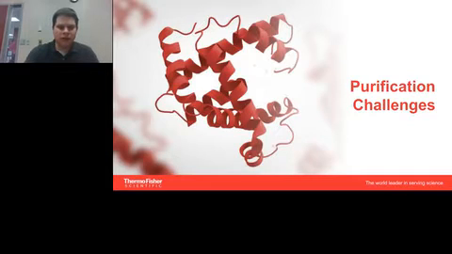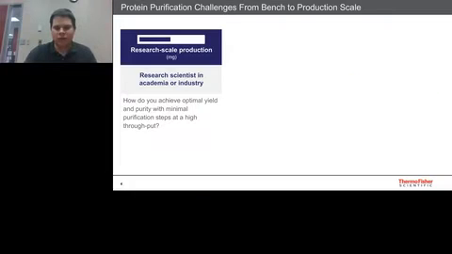Here are some of the unique purification challenges researchers might encounter on a daily basis that can hamper productivity. Researchers working in academia or industry doing small-scale purification at the milligram level may be screening different conditions for optimal purification of their protein or proteins of interest. They face the challenge of achieving optimal yield and purity with minimal purification steps and high throughput.